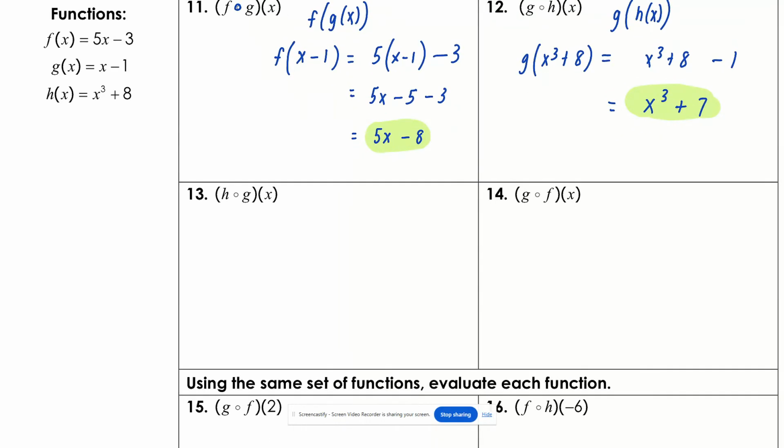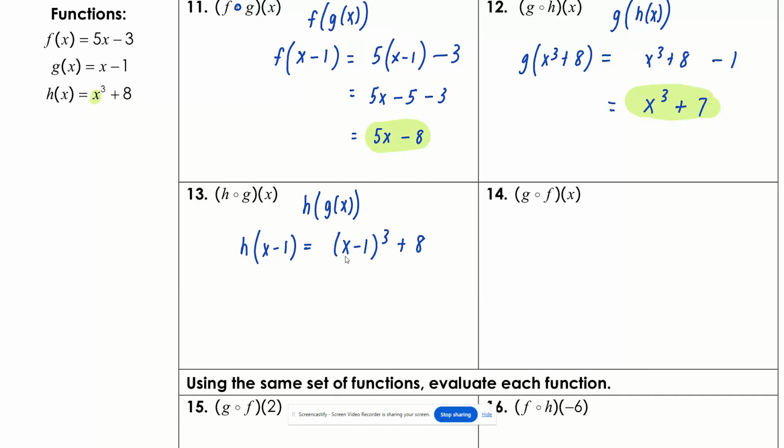Let me do number 13. We're doing what? H of g of x. So my question is, what is g of x? Well, g of x is x minus 1. So what does that mean I'm doing? That means every time in my h of x function I see x, I'm plugging x minus 1 into it. So instead of x cubed plus 8, I'm doing (x minus 1) cubed plus 8. Do you see that, y'all? I'm replacing x with g of x, x minus 1.